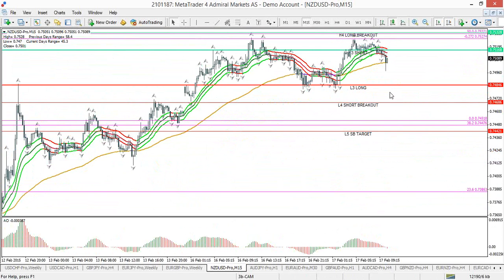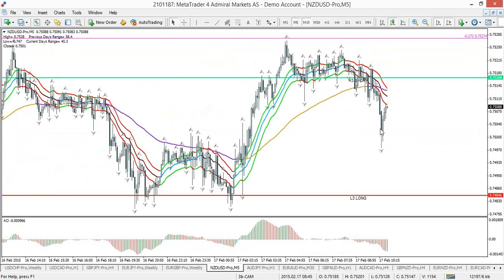So longs, not only at this 78, 74, 70-ish, 74.50, but 74.85 here are all possibilities on the New Zealand dollar, in my opinion. Let's take a look now at the lower time frames, like the 5-minute chart. All right, let's put a fib on the swing high, swing lows.